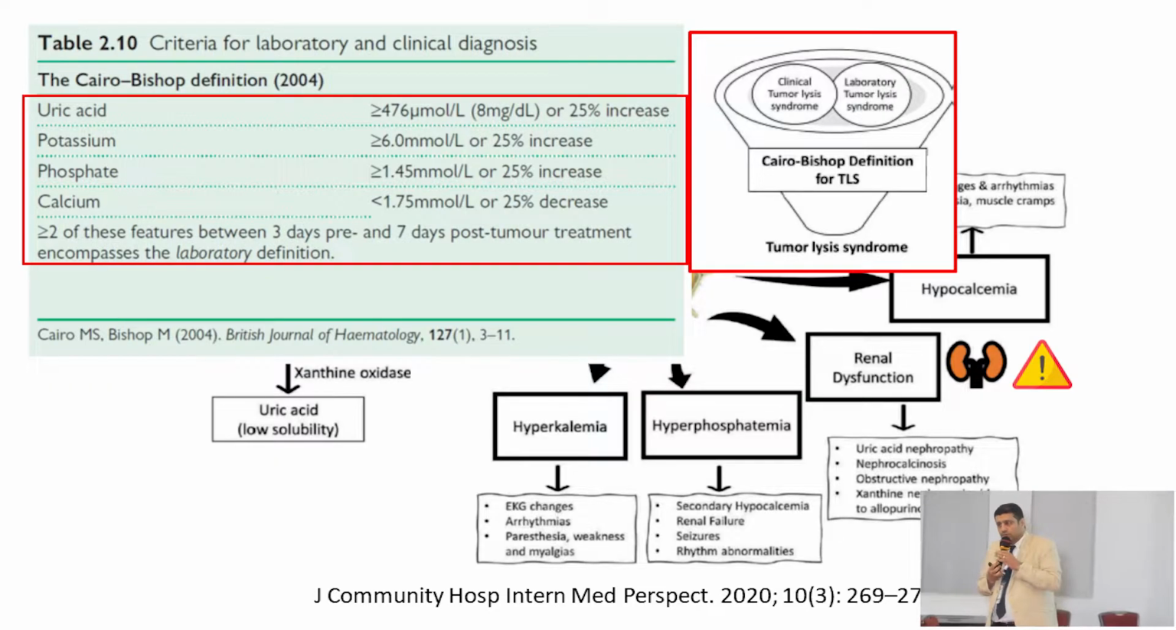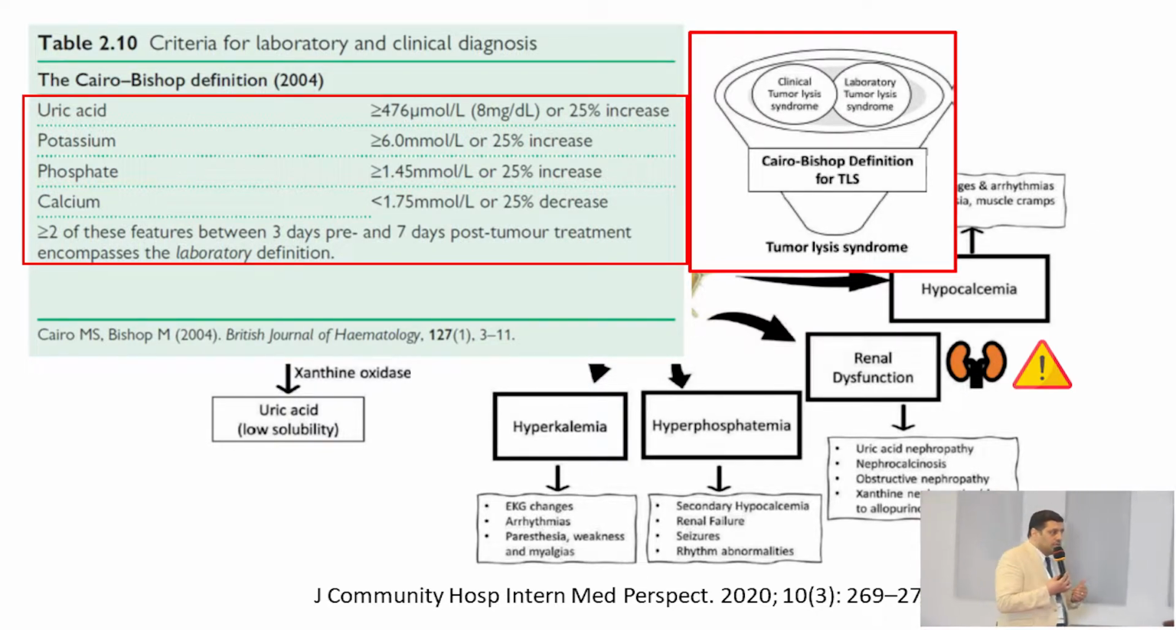Okay. So how to diagnose? This is the pathogenesis, a general presentation. We have two types of diagnosis: laboratory diagnosis and clinical diagnosis. For the laboratory diagnosis, by the Cairo-Bishop definition from 2004, we must have at least two of these presentations. Uric acid more than the normal range, and this is important, or even it may be in the normal range, but there is a 25% increase over the baseline.